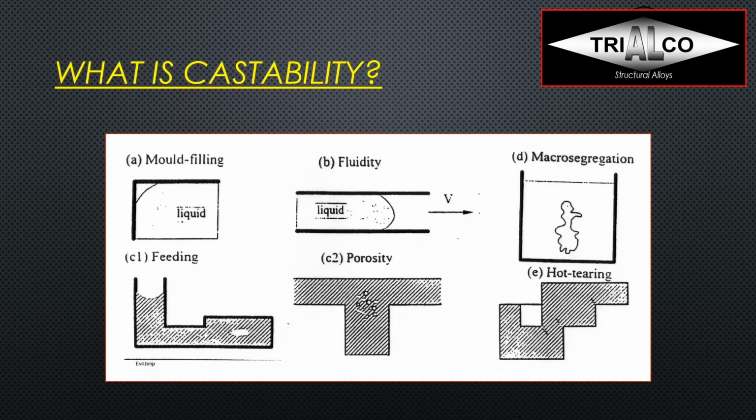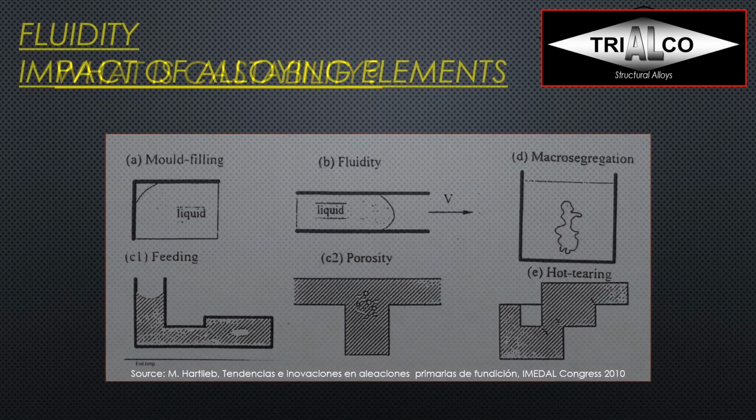Once the cavity is filled, then I need to be able to feed. I need to be feeding the shrinkage and compensating for that shrinkage. If I can't do it properly, I will see porosity. We call this shrinkage porosity, and we can see it up at the top right, then I can get macro segregation. And if I have a hot short alloy and I can't feed it anymore and it shrinks and is restrained in the mold, I can get what we call hot tearing.